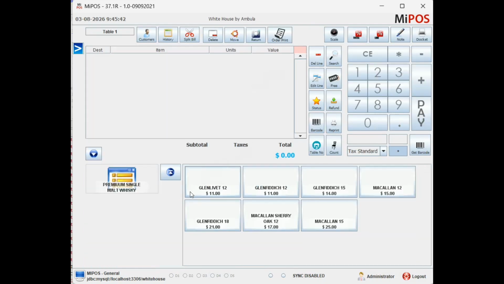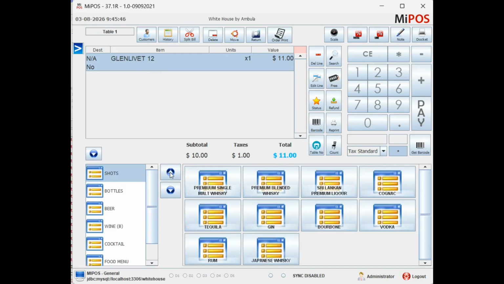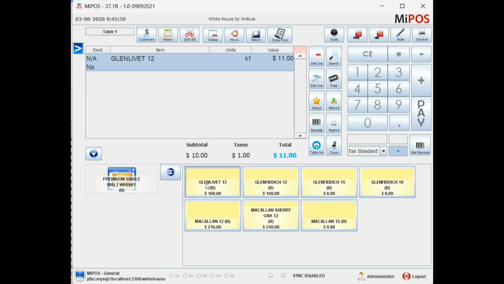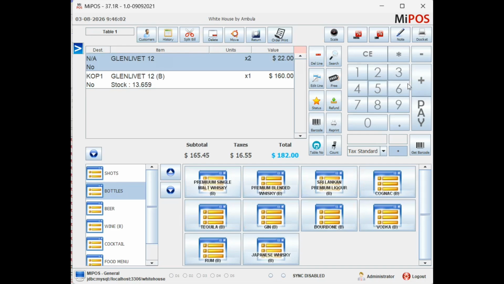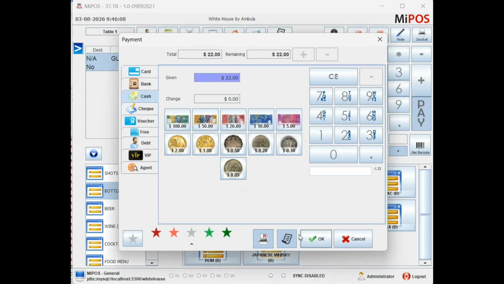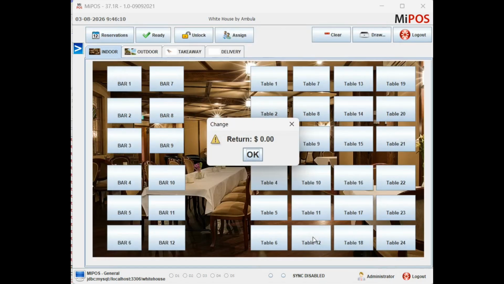So, for example, I have this Glenlivet 12 as a shot, and then I'll display the bottle as well. So right now I've got 13 bottles and 0.659 of a part bottle. What I'm going to do is sell two shots of Glenlivet, and I will remove this for a second. I'm going to go ahead and pay these two shots. Let's say it's cash. I don't want receipts or dockets.